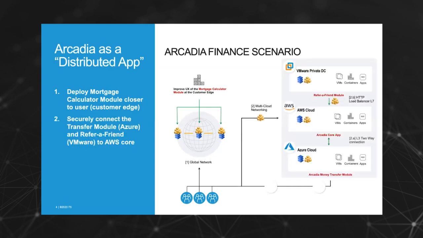The second step is, now that we have established that we have several services, we had built several modules that you can see on the right-hand side. One is called Refer a Friend, which runs in a private data center, running in VMware. Another one runs in AWS Cloud, and this is the core application. So it talks back and forth between the mortgage calculator and the Refer a Friend module. And then finally, within Azure Cloud, we run a money transfer module. And all of these separate modules need to talk to each other.